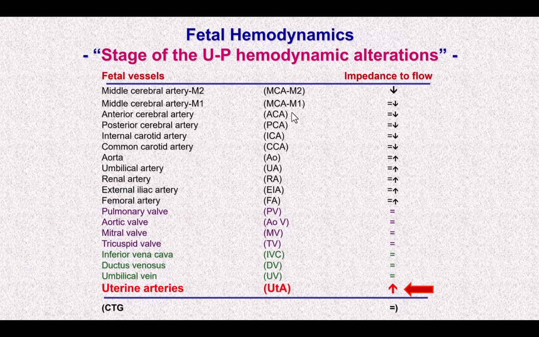Here is the scheme of this stage, which is characterized by small fetuses and hemodynamics characterized by an alteration in uterine artery hemodynamics. That is one of the most important aspects of this very early stage.